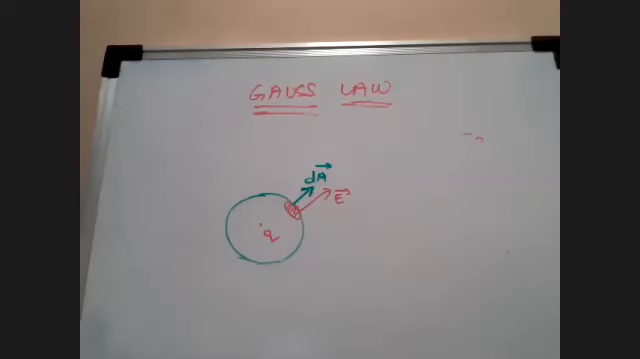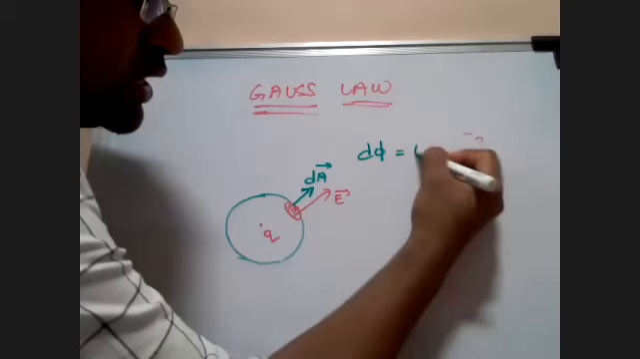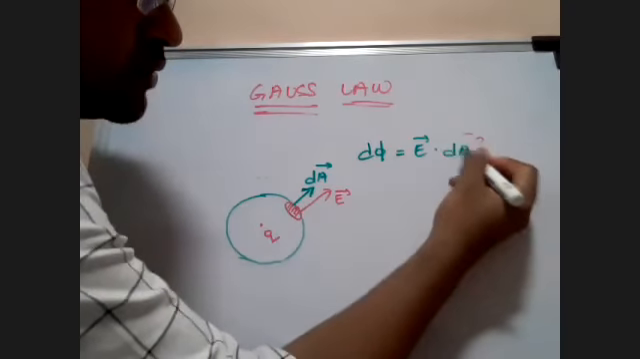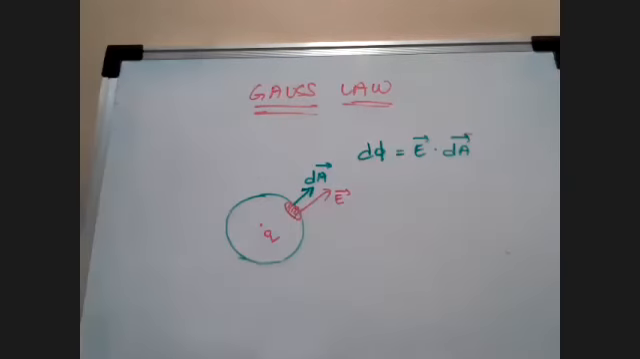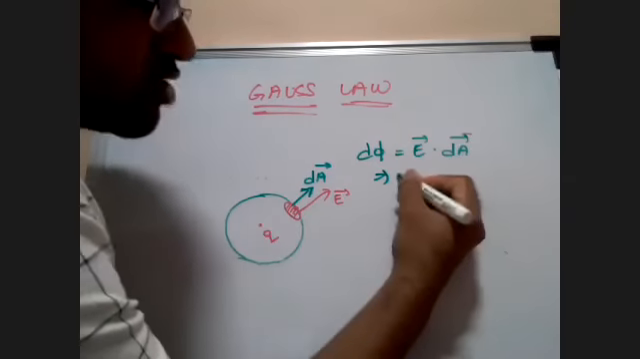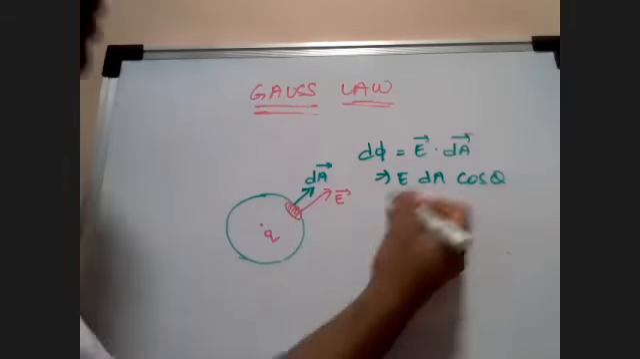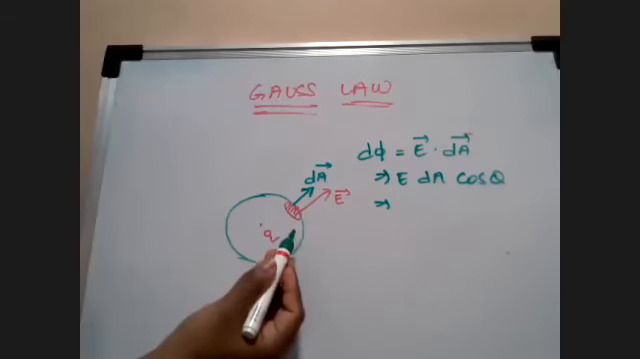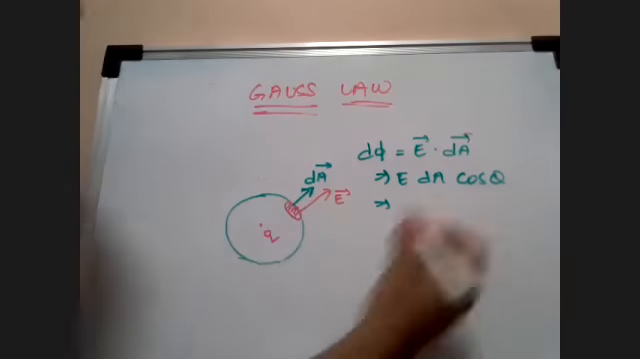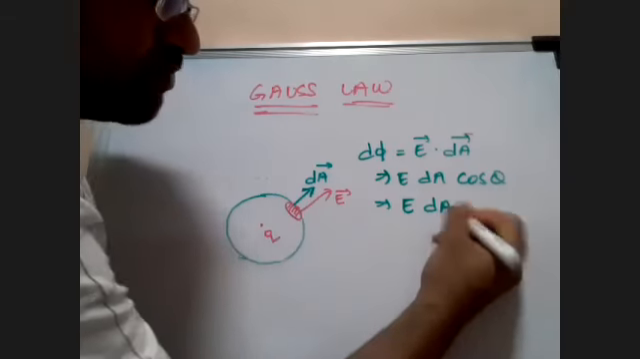Now tell me what is going to be the electric flux using Gauss law. We know that d phi is going to be E dot dA. If I open this dot product, it is E dA cos theta. The angle theta between the electric field lines and the area vector is 0, so cos 0 is 1. Ultimately, what you'll get is E dA.